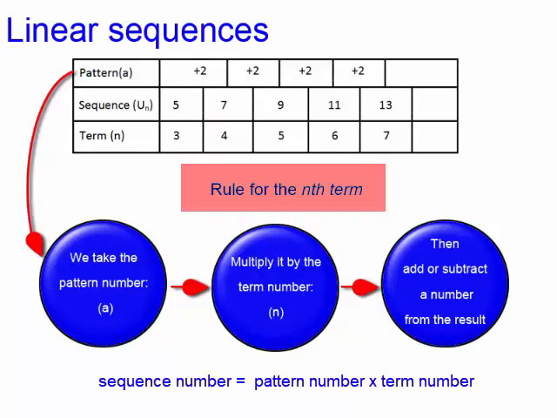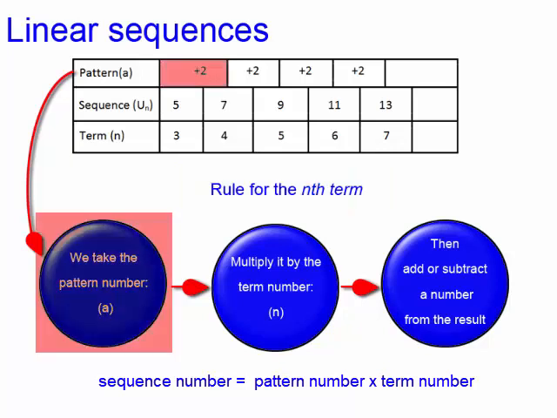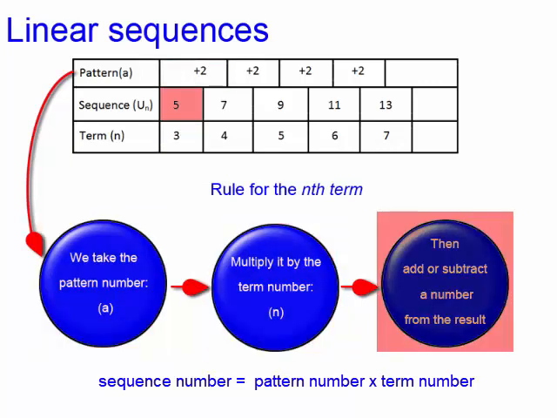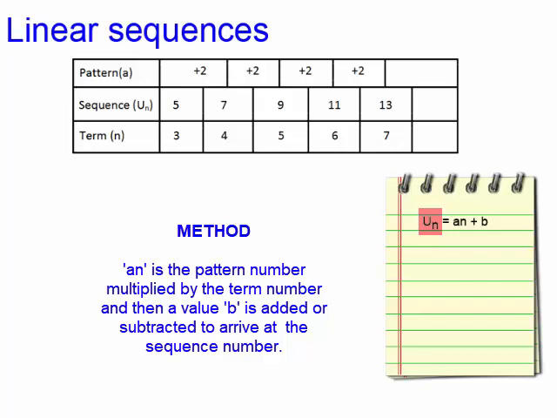Basically, forming a rule by which we can identify any number in the sequence is a two-step process. We take the pattern number, multiply it by the term number, and add or subtract a value to arrive at the number in the sequence. An equation for this rule would look like this, where un is the value we are seeking, a is the value of the pattern, n is the position in the sequence, and b is the value we have to add or subtract to arrive at the number in the sequence.